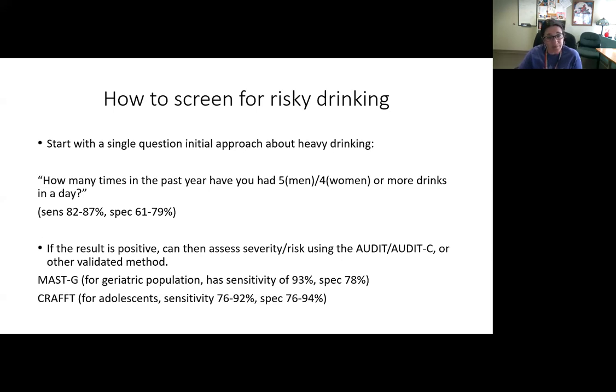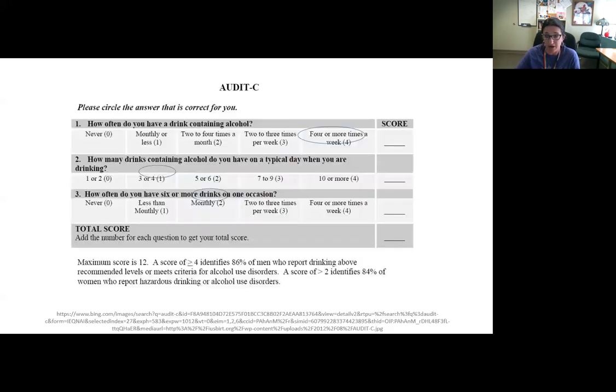And if that result is positive, then you can assess the severity further using validated screens. I'll show you the Audit C, which is a very simple screen to use. Other validated methods are specific to particular populations, for instance, the MAST-G, more for a geriatric population, or the CRAFFT, which is more appropriate for an adolescent population. So just as an example, this is the Audit C. If the patient screens positive with that single question screen, and you administer this, this is perhaps a response you might get.